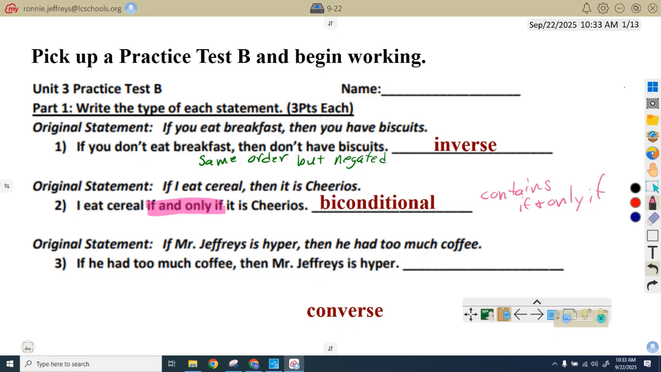Last one, if Mr. Jeffries is hyper, then he had too much coffee. Then it says, if he had too much coffee, then Mr. Jeffries is hyper. This is the converse, and this means that the order is swapped.